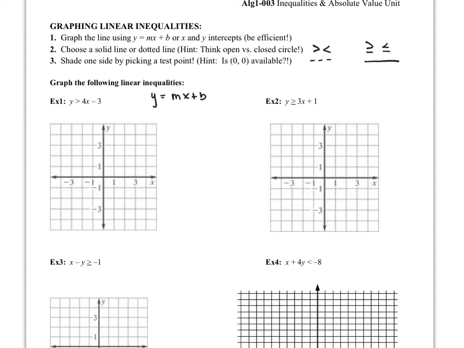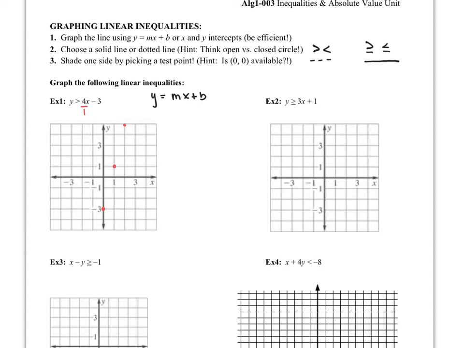So on example 1, since my y is already isolated, I'm going to graph this using slope-intercept form, which means I'm going to start at my y-intercept of negative 3. Then I'm going to rise and run my slope, which is 4 over 1, and I'm going to do that as many times as will fit.